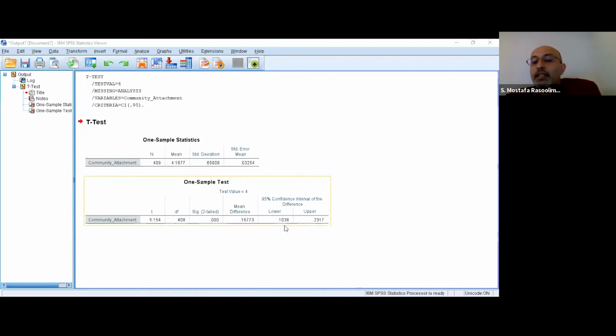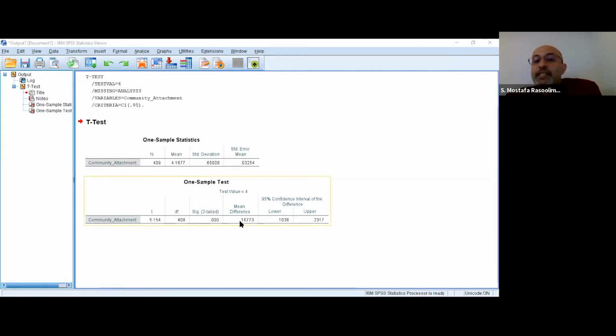And the CI, both lower and upper are positive. So the results support our hypothesis. So there is a significant difference between community attachment of our sample and the average of community based on this result, right?